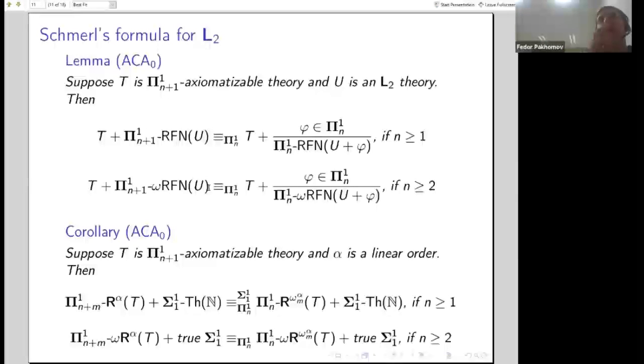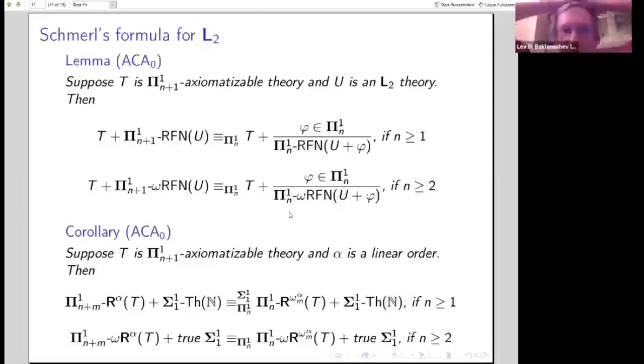The proofs of this rely on the complexity of axioms. Π1 n plus 1 reflection has complexity Π1 n plus 1, and Π1 n reflection has complexity Π1 n. Say Π12 omega model reflection has complexity Π12, Π13 omega model reflection has complexity Π13, and so on. However, Π11 omega model reflection is the same thing as Π12 omega model reflection. It has the complexity Π12, and because of this, this construction fails if n equals 1.